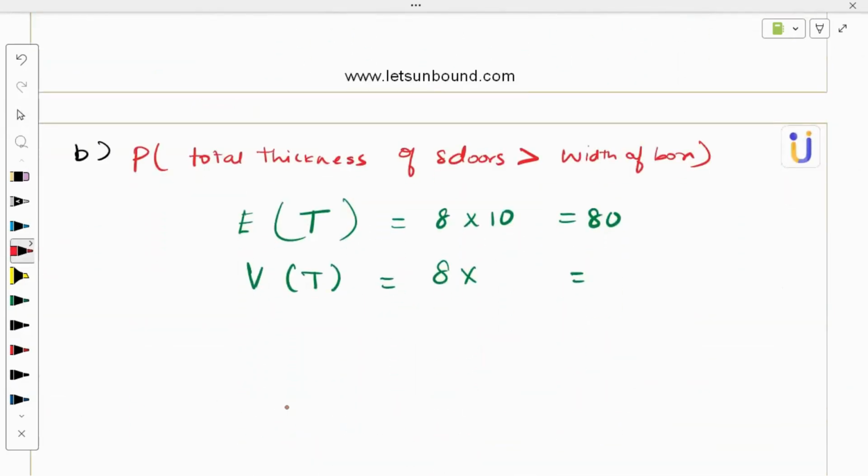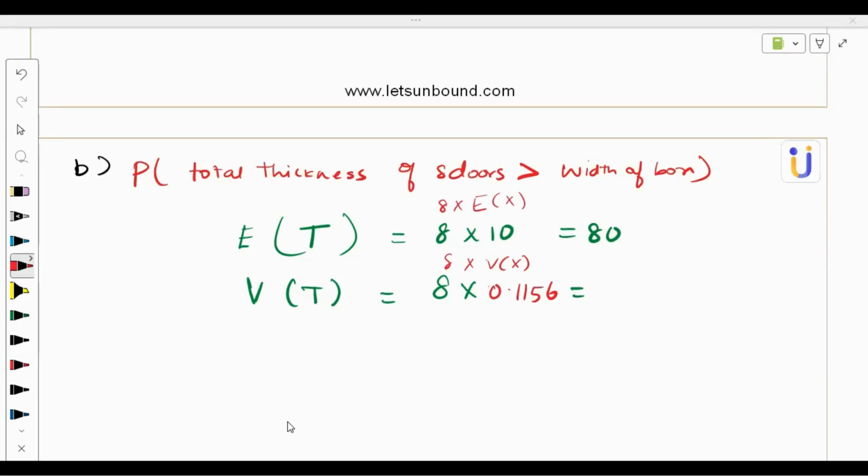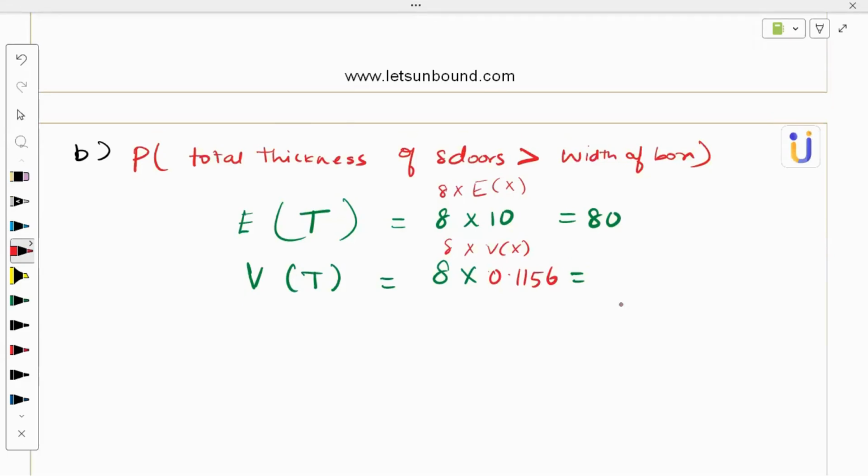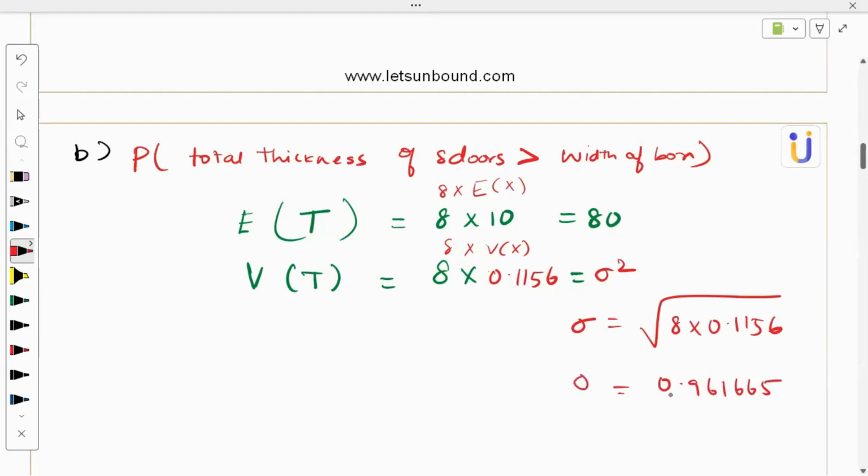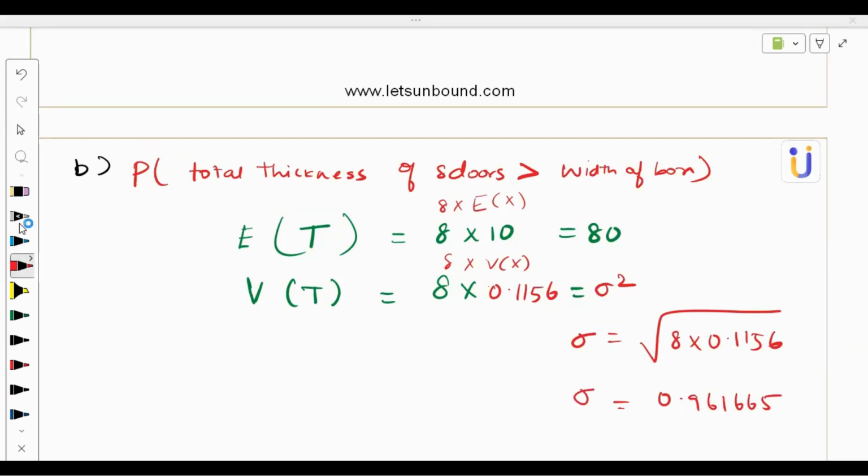So 8 times V of X. This is 8 times E of X, and this 8 times V of X. Now this is 0.1156. When you multiply this, directly you can just solve. So this is actually sigma squared. I need just sigma. So square root of 8 times 0.1156, you will get 0.961665. That is the sigma. Correct? Now, I got it.